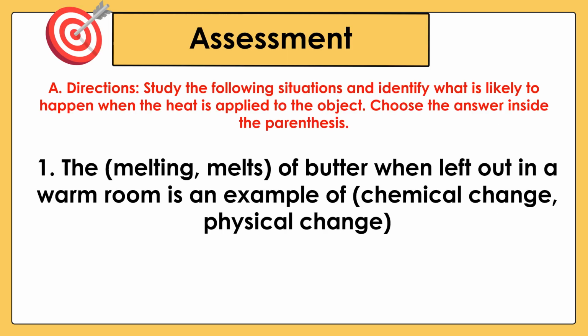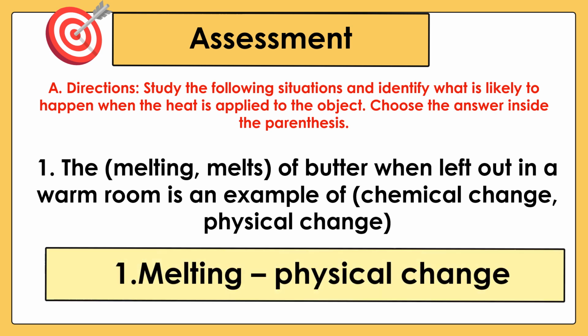And for our assessment, here are the directions. Study the following situations and identify what is likely to happen when the heat is applied to the object. Choose the answer inside the parentheses. Number 1. The melting of butter when left out in a warm room is an example of physical change.